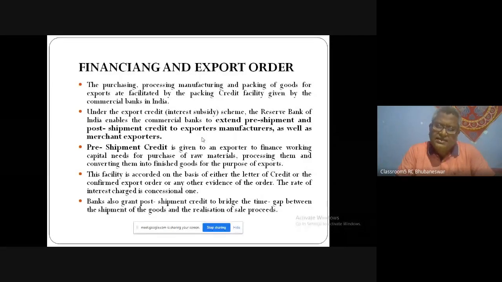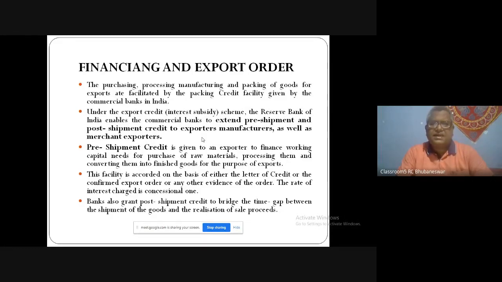But certainly, I am focusing on some of the financing ways through which the exporter is financed. Exporting means finance is required. The question here is financing: pre-shipment financing, post-shipment financing, or you may call it pre-shipment credit and post-shipment credit, is necessary.